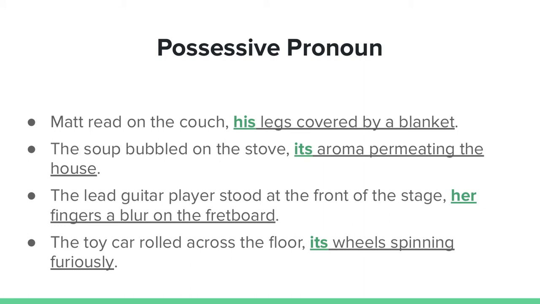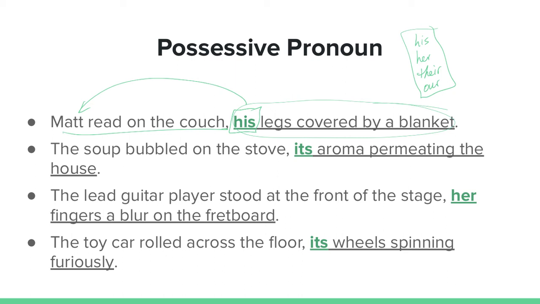You can also use possessive pronouns to develop an adjectival step to go with a base clause. Possessive pronouns are like his, her, their, our. They're pronouns, but they're the possessive versions of the pronouns. So if you use a possessive pronoun as the first word of your adjectival step, that can help you develop the sentence. So, Matt read on the couch, his legs covered by a blanket. His obviously refers back to Matt, but it gives us a describing phrase to develop this base clause.